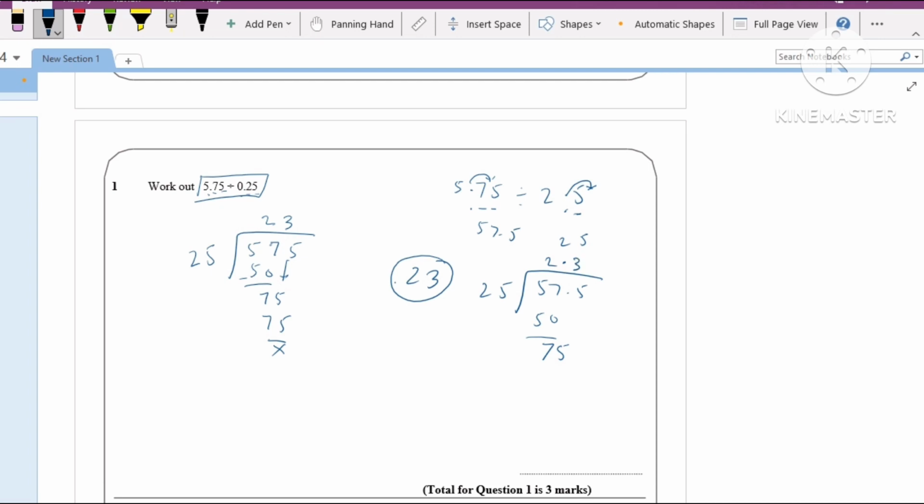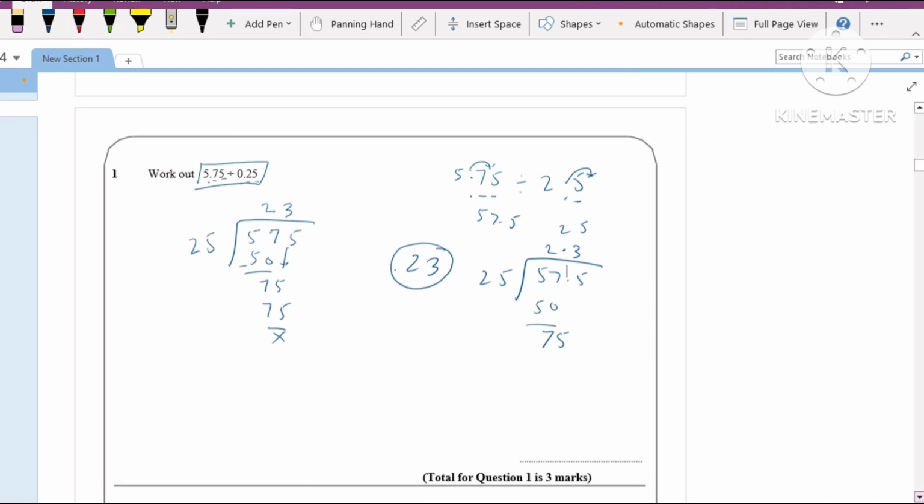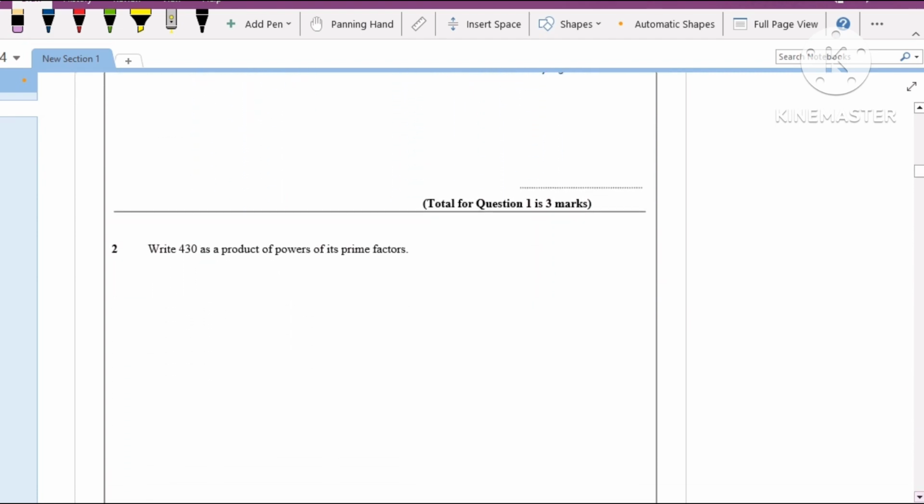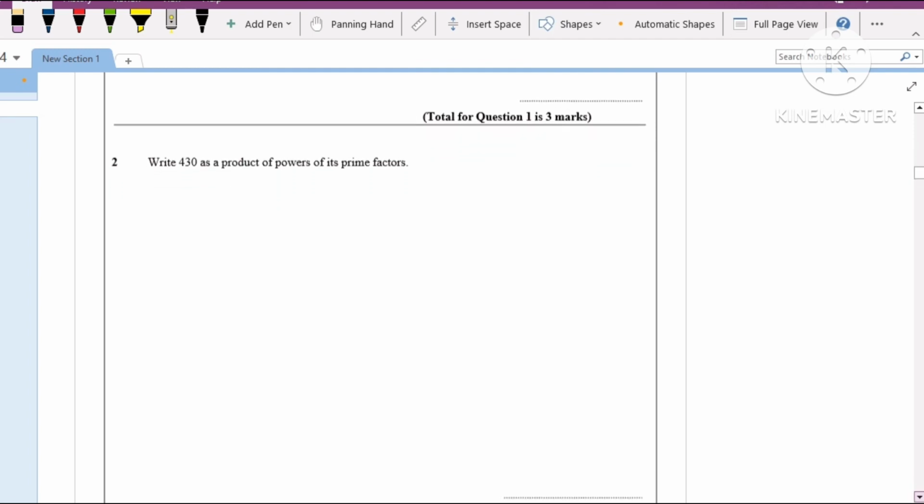So this is the case where division can be done with decimal places. This is the dealing with decimal places while division and multiplication. Ignore the point and just solve the question as you can divide without the decimal places. So look at the second question.